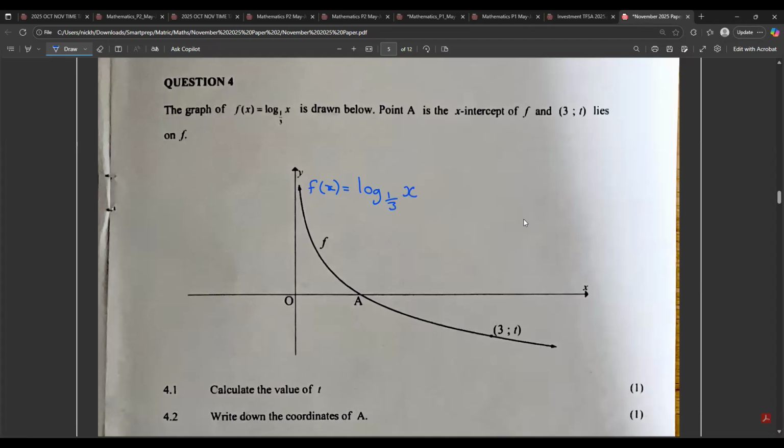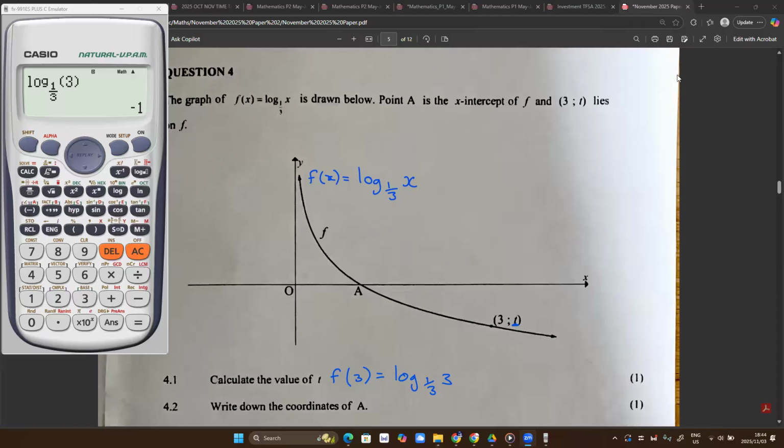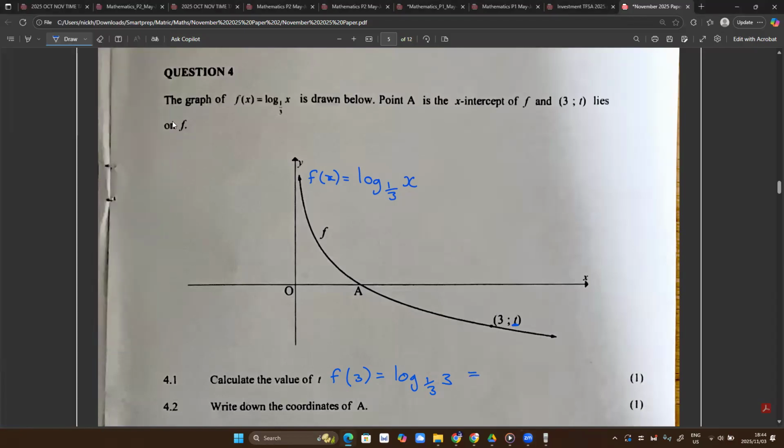And the first question asks, calculate the value of t. So we see the t as a point on this graph and we're given the value x. So all we do is we simply write f of 3, because the x value is 3, is equal to log 1 over 3, 3. We can put that into our calculator and we will get -1. So therefore t is equal to -1.